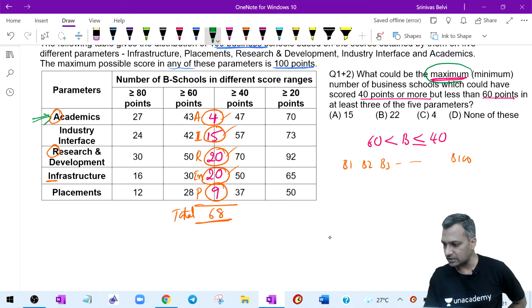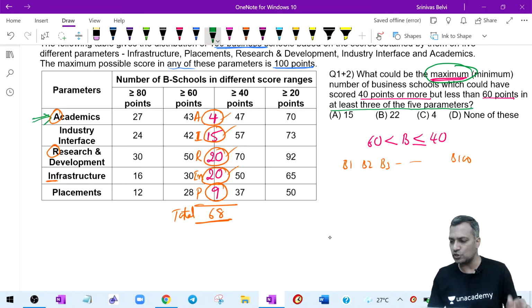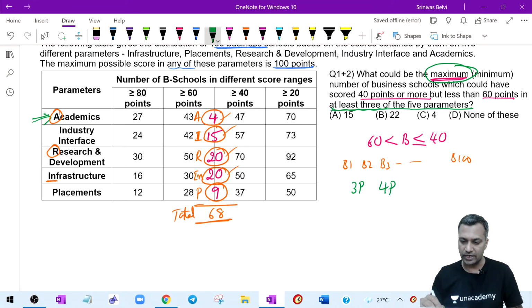He wants me to maximize. Okay, maximize what? Maximize the B schools which qualified in at least 3 of the 5 parameters. Means what? If they got the 3 parameters, they are in, count them. If you think that they got 4 out of 5 parameters, where are the 5 parameters?